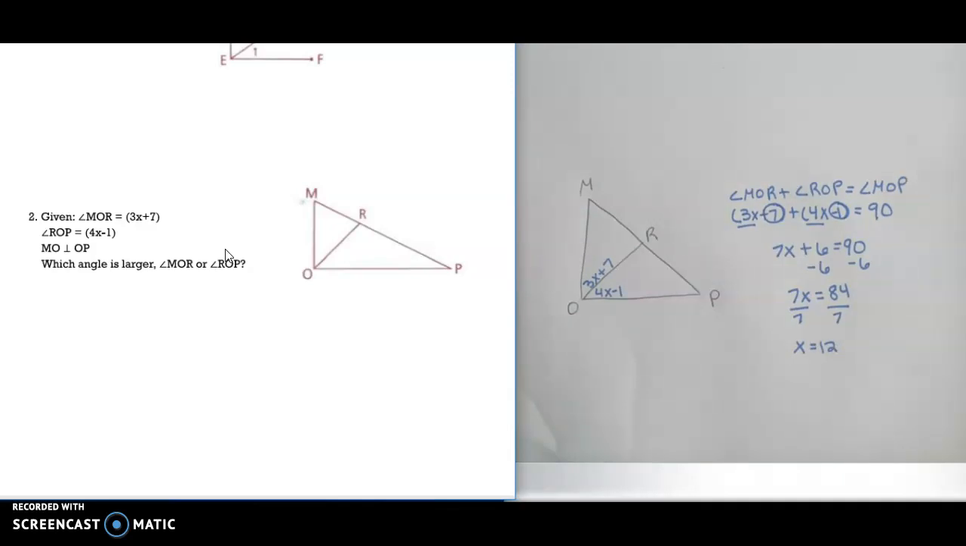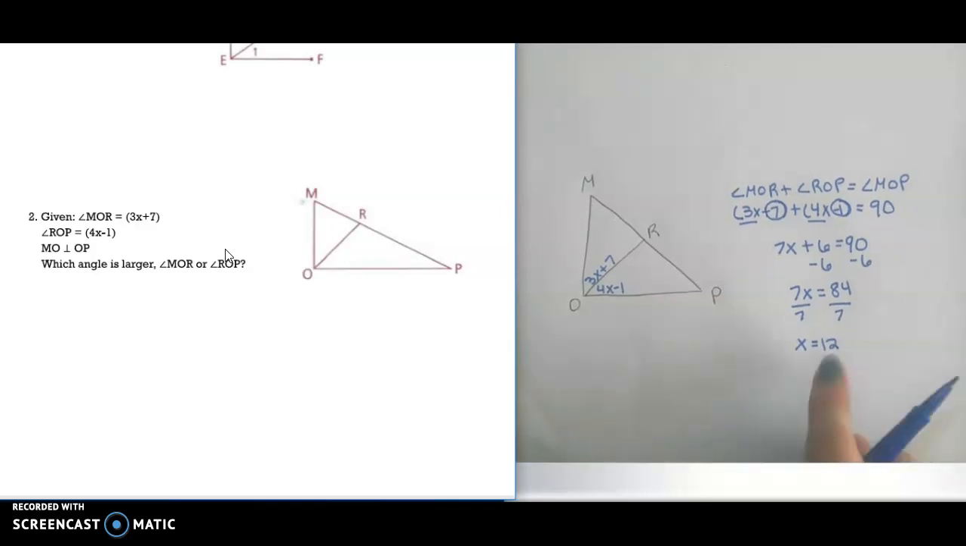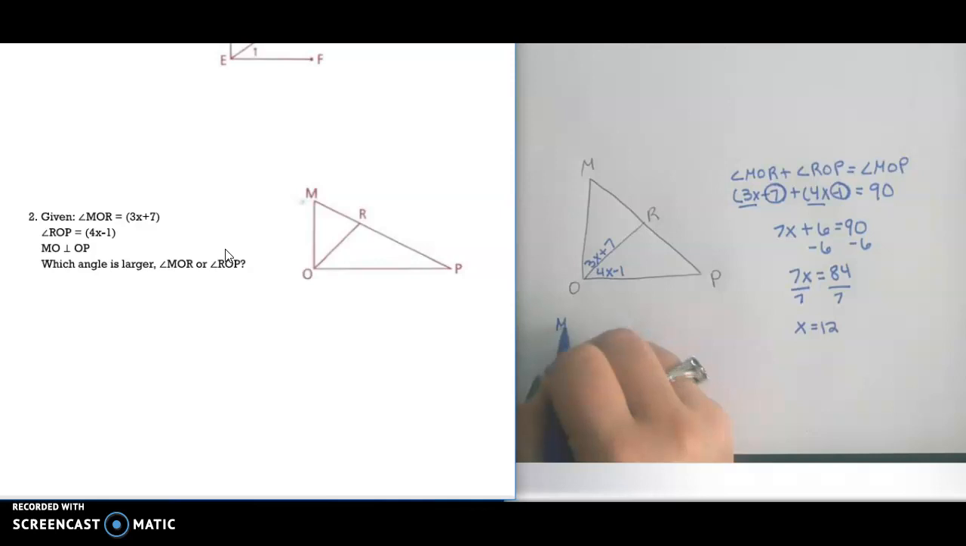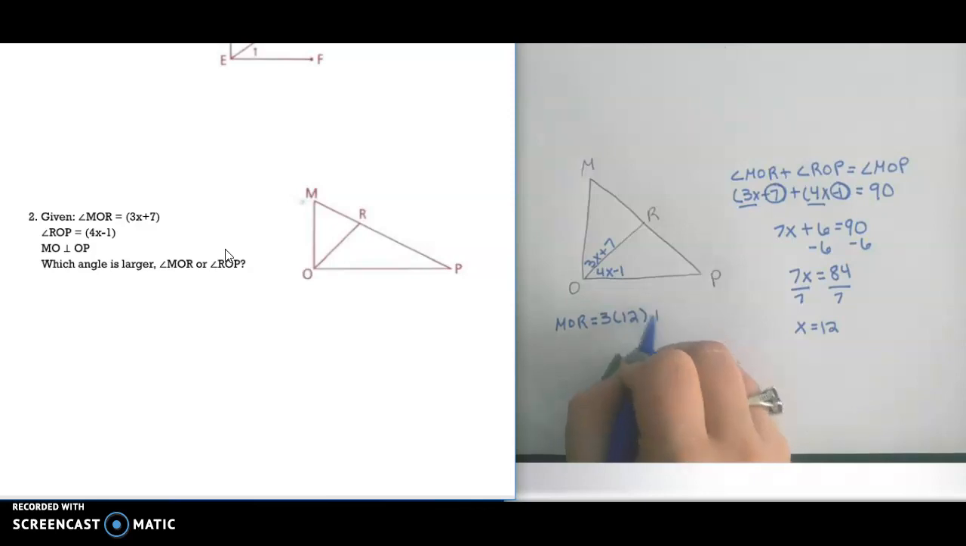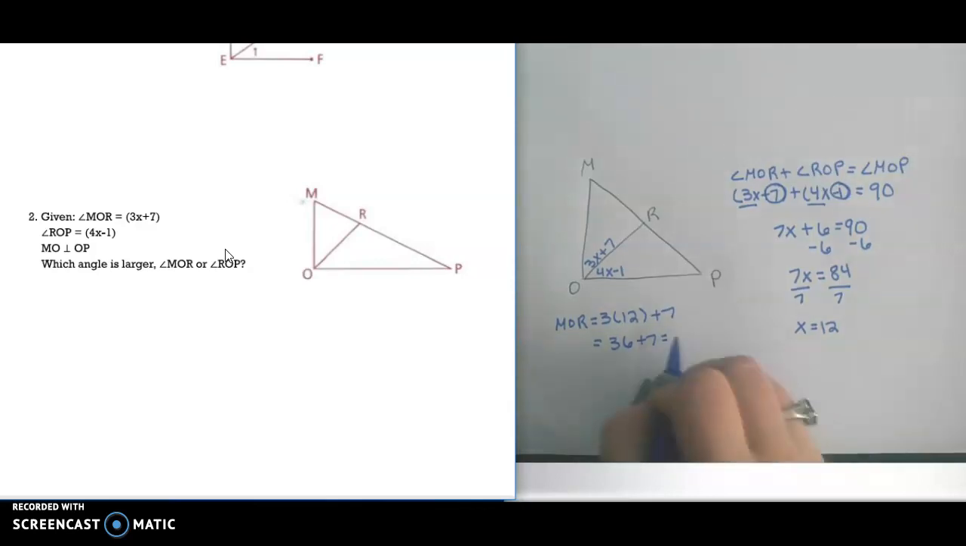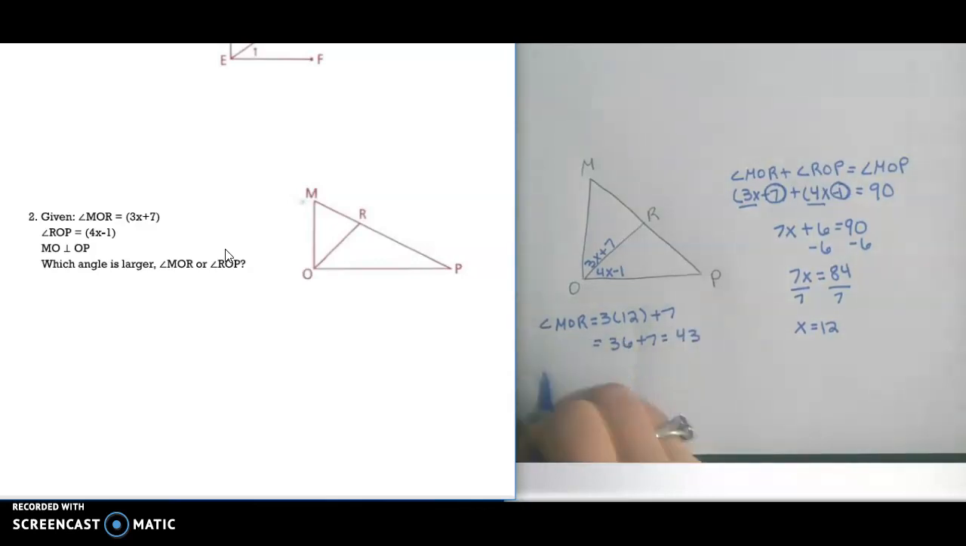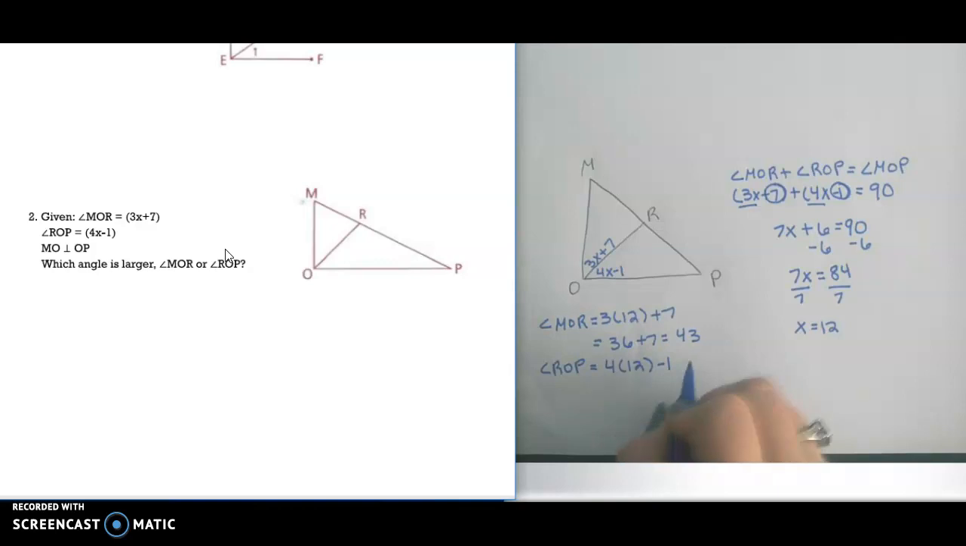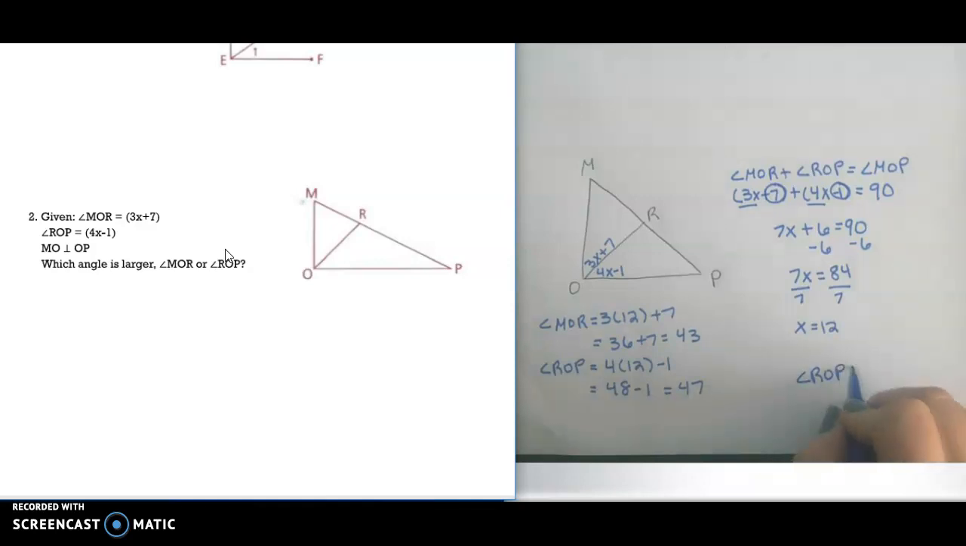It wants me to tell which angle is larger, MOR or ROP. So I need to plug this value of x back in so we can figure that out. So MOR, remember, is 3x plus 7. So that's going to be 3 times 12 plus 7. So that's going to be 36 plus 7, which is 43. And angle ROP is 4 times 12 minus 1. So that's going to be 48 minus 1, which is 47. So what's bigger, 43 or 47? It's 47, so angle ROP is bigger.